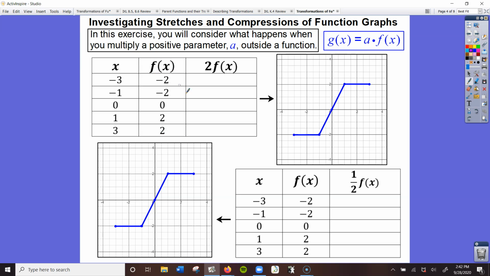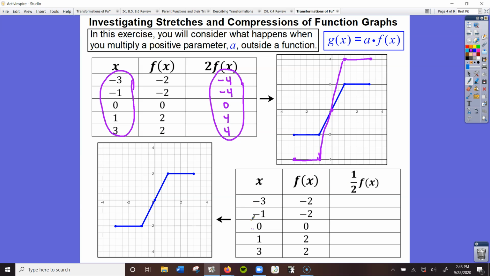So I'm going to take all of these y values and multiply them by 2. So that would make this column -4, -4, 0, 4, and 4. So I'm going to graph these original x's with my new y's. So we have -3, -4; -1, -4; 0, 0; 1, 4; and 3, 4. And we can see that my graph here got taller. This is an example of a vertical stretch because it stretched out, but vertically, since the y values are what grew.